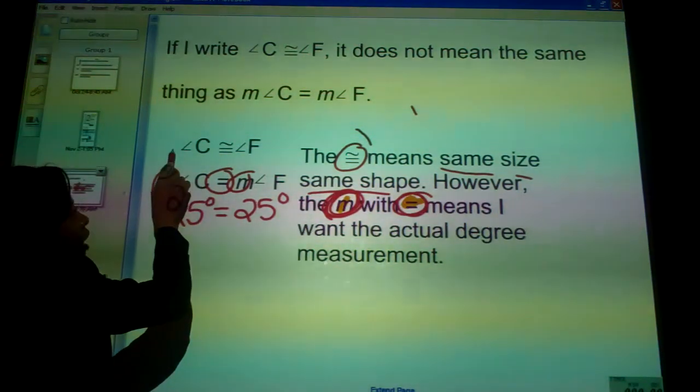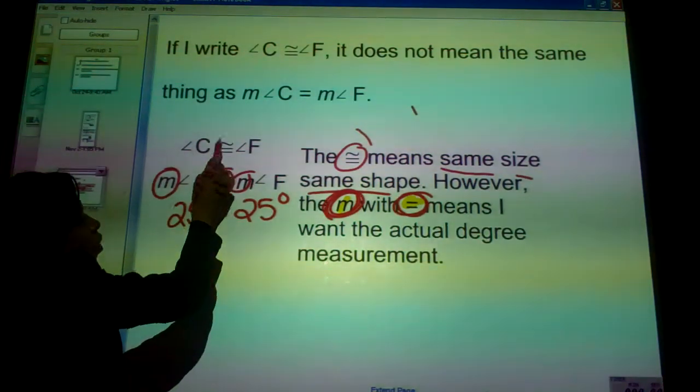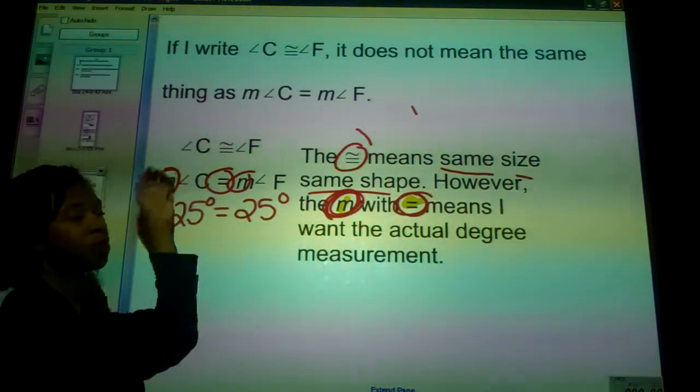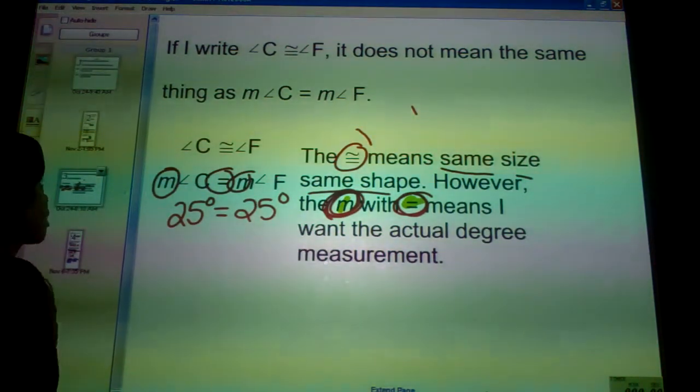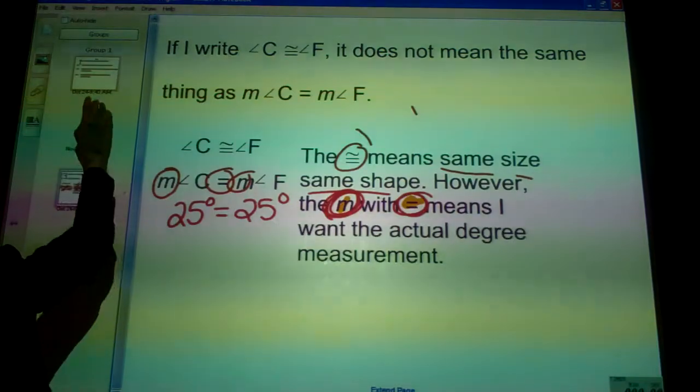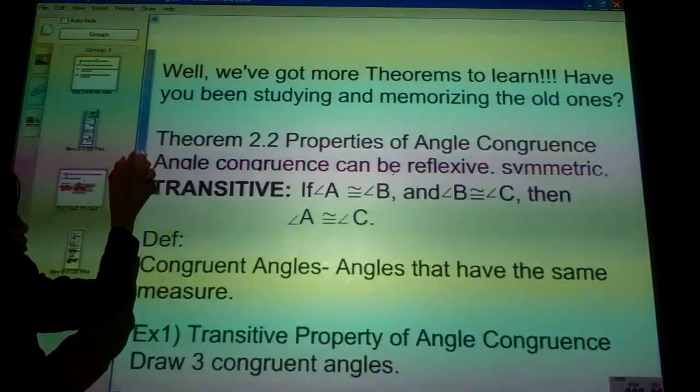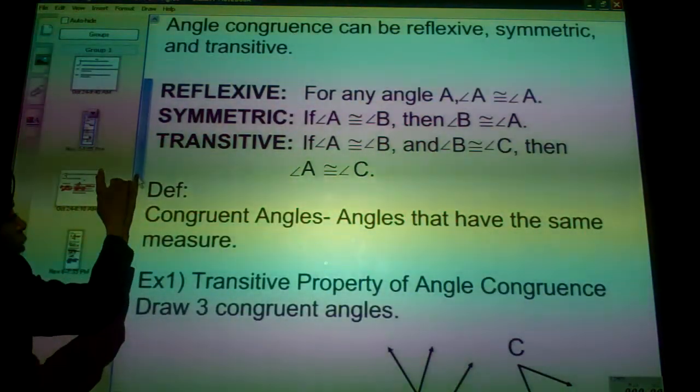When I have no M and the congruent symbol, that now means you're just saying they're the same size and shape. Okay, we talked about that with segments. Go back to 2.5 and review that quickly. Let's look at some proofs. We need to review the steps for a proof.